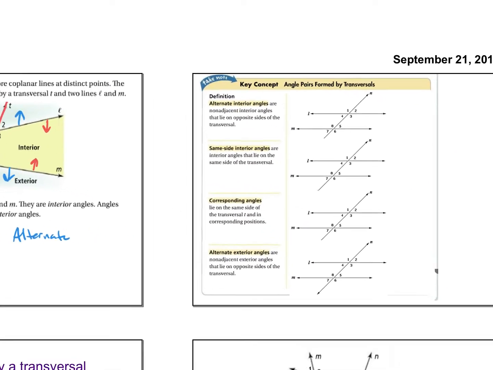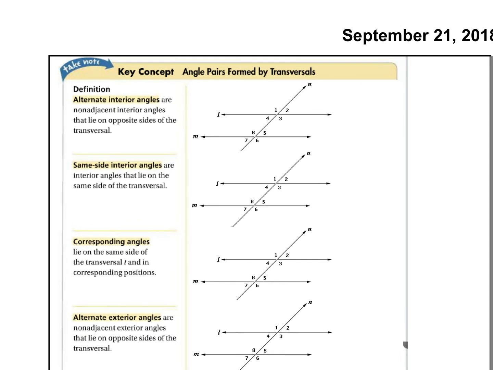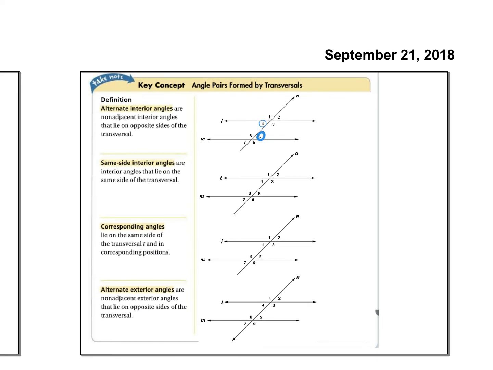And here are the terms that we're going to learn. Alternate interior angles. We got the two lines L and M. We've got the transversal N. Alternate interior means the ones inside that alternate around the transversal. So 4 and 5. What else? Name another set of alternate interior angles. Angles 3 and angle 8.